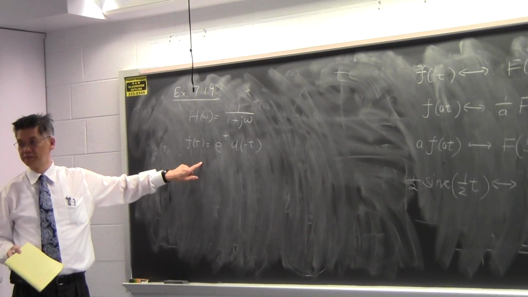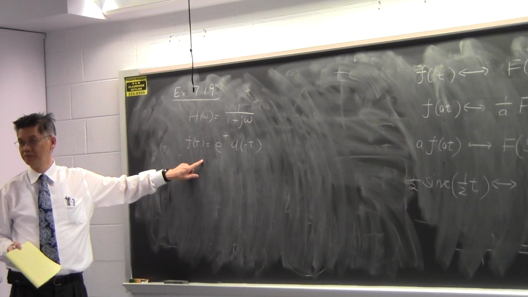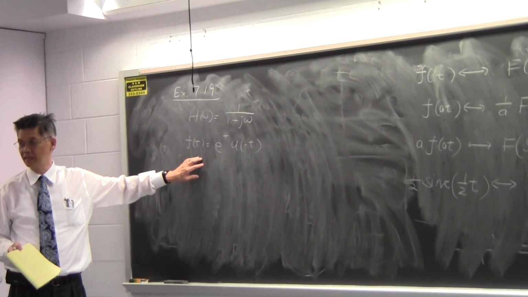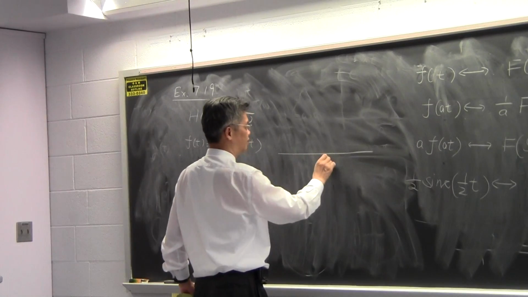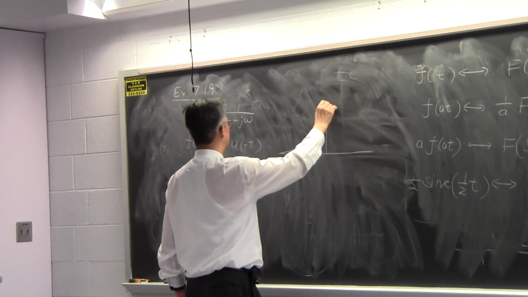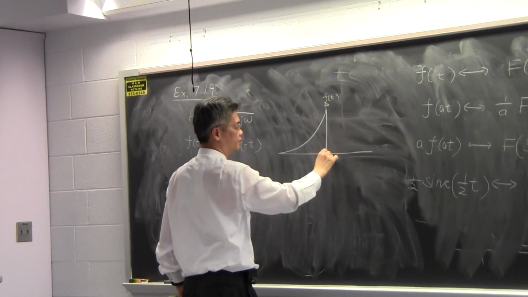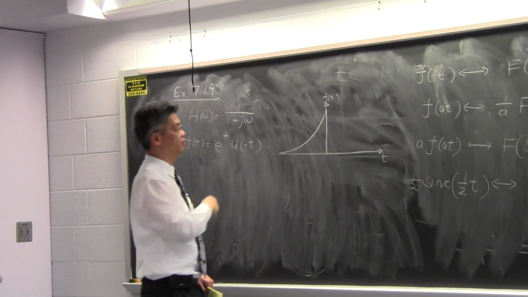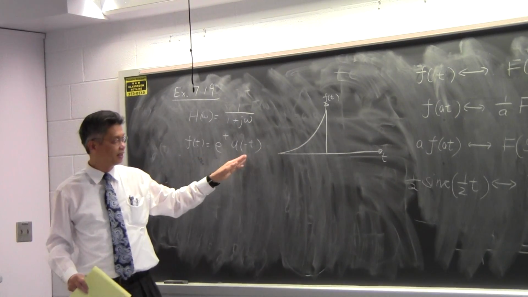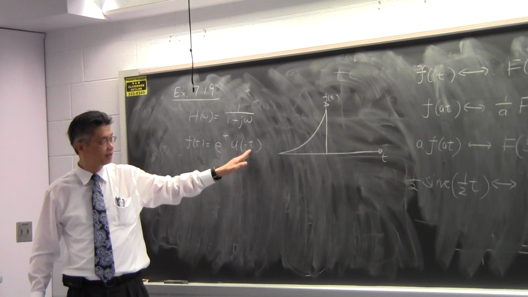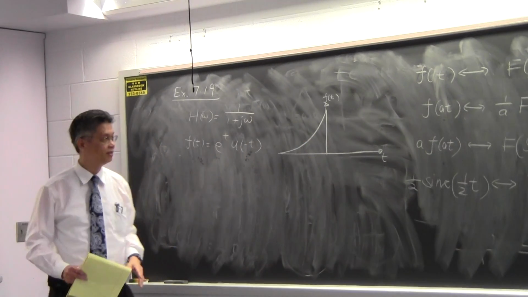How do I read this function? What is its value when t is larger than 0? When t is larger than 0, how does this function look like? 0, very good. It's just the mirror image of the exponential function going the other way. So f of t will look something like this. It decays in the negative t direction, and because of the unit step function with the minus argument, this thing gets flipped around.